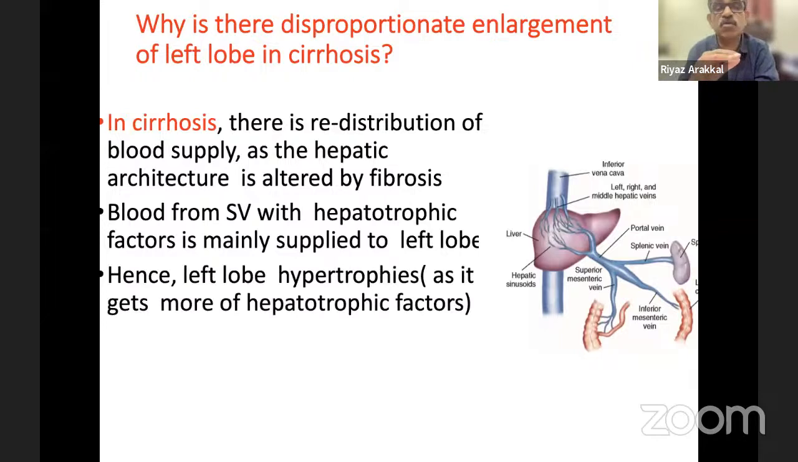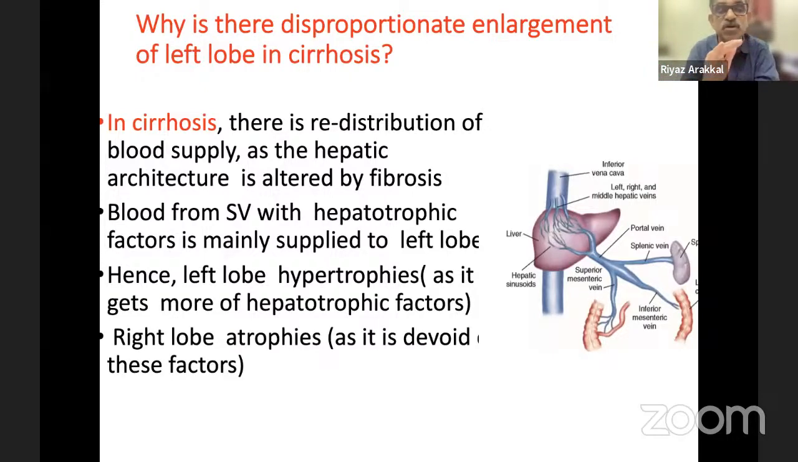So what happens? The left lobe will undergo hypertrophy because it gets a lot of hypertrophic factors. On the other hand, the right lobe doesn't get hypertrophic factors because it is deprived of the blood supply by the splenic vein, and hence it undergoes atrophy. So this is one of the reasons why there is a disproportionate enlargement of the left lobe compared to the right lobe in a patient with cirrhosis. Hope that is clear to you.